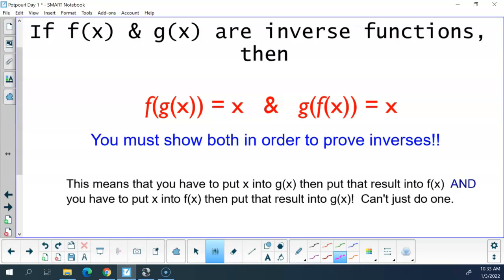Think about it as numbers. If I put 7 into the first function, take that result, and put it into the second function, when it comes back out, I should have 7. Right? We can't do just one. We gotta do them both. Okay?